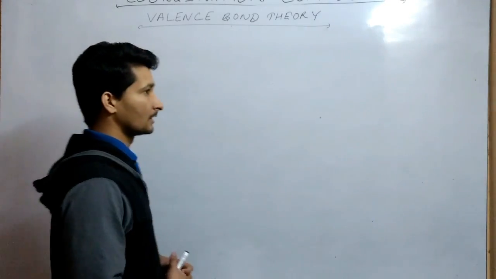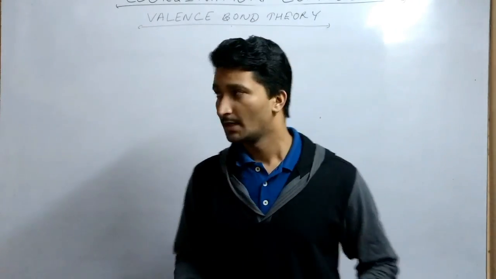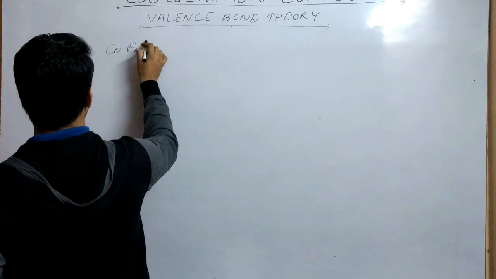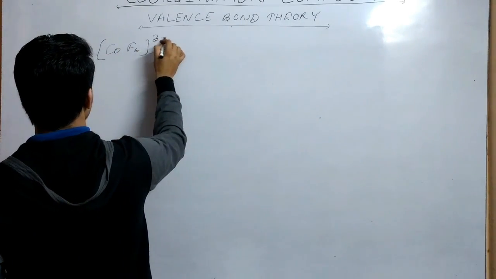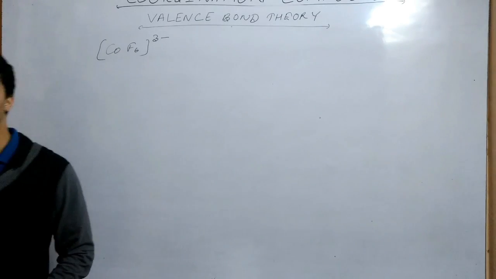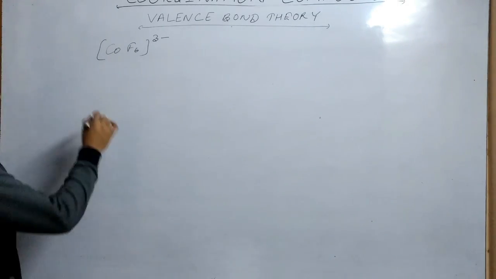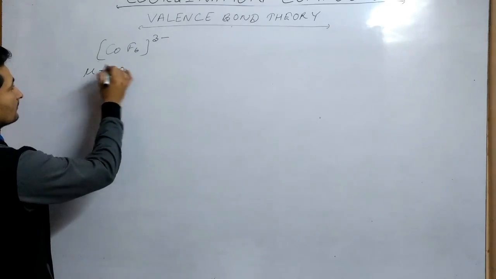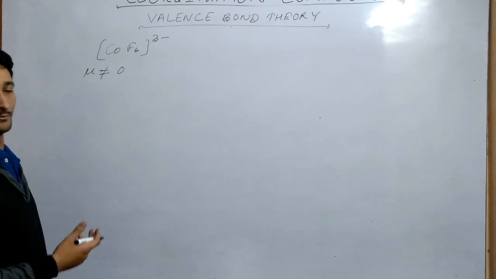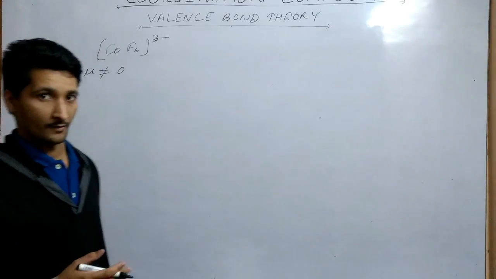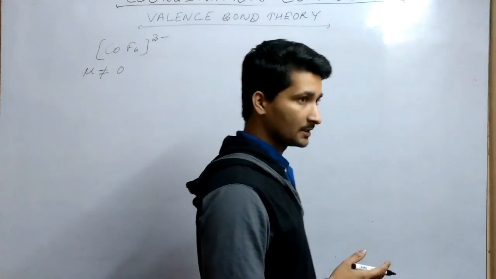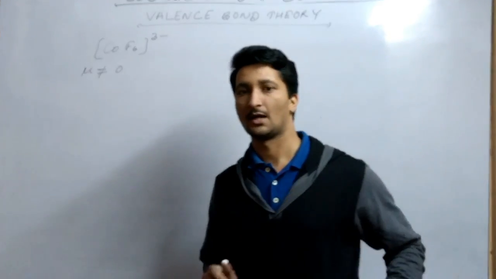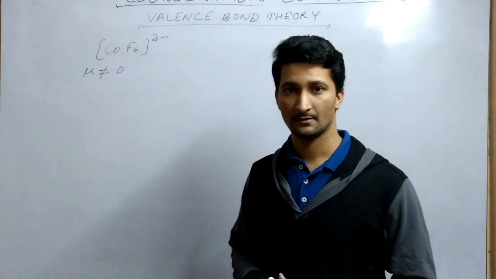So now I will take one more coordination compound, and that is CoF6 3 minus. Okay, in this compound there was some net magnetic moment, and we can say that mu is not equal to 0. And what does it mean? That there are still some unpaired electrons present in the compound. Okay, and now you can guess how it would happen.